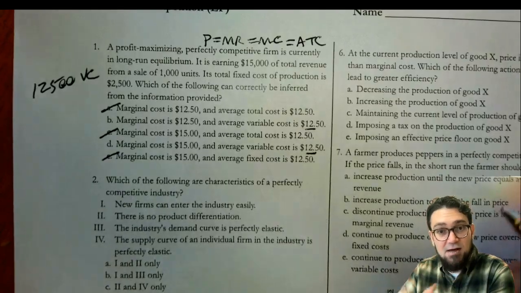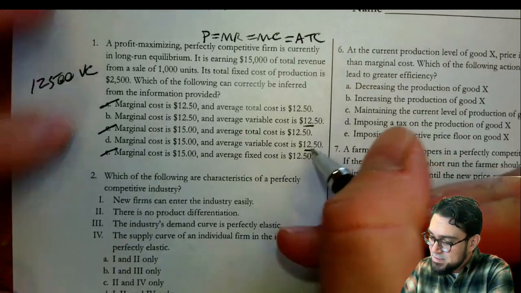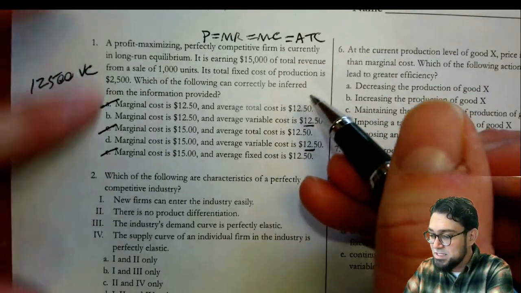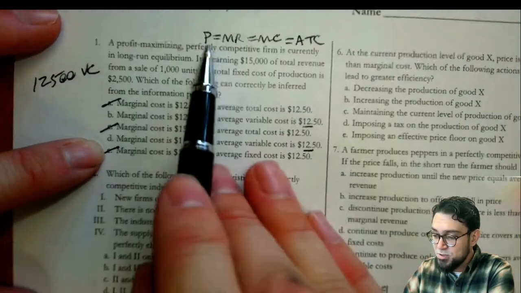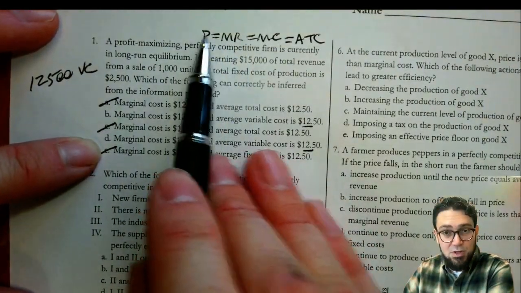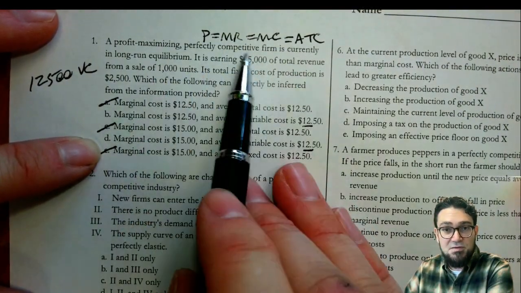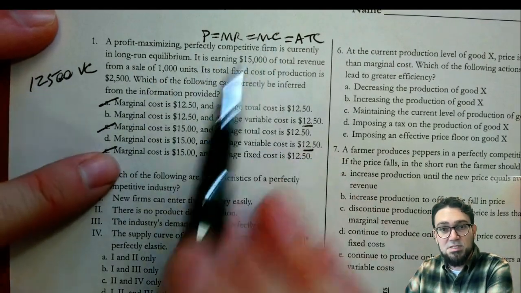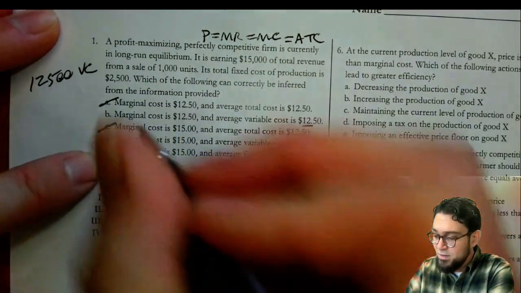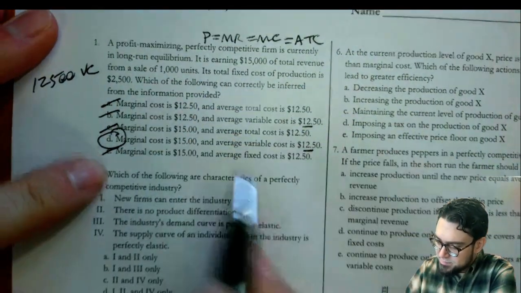And so that makes our average fixed cost 2.5. So I've already ruled out 3 just by assessing my averages. Now the marginal cost, I know that marginal cost is equal to marginal revenue, which is equal to the price, and my price is 15 because it's $15,000 of revenue and 1,000 units. So $15 is my marginal cost. That leaves me with option D.